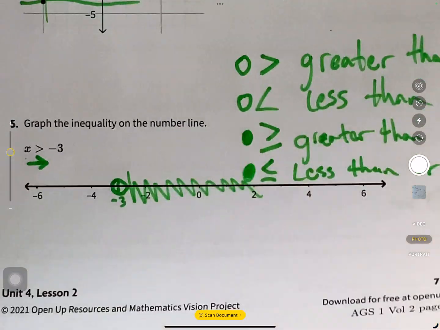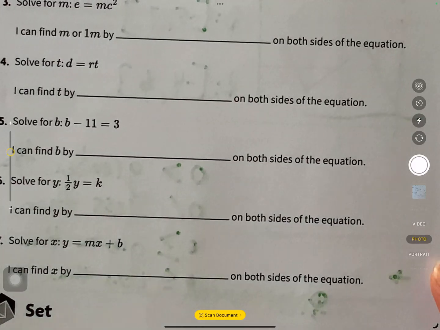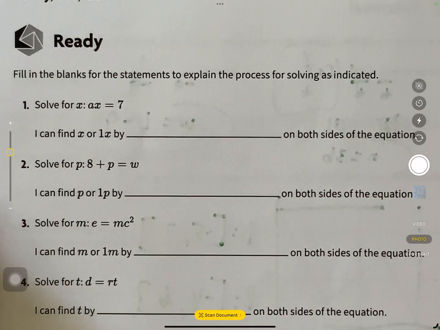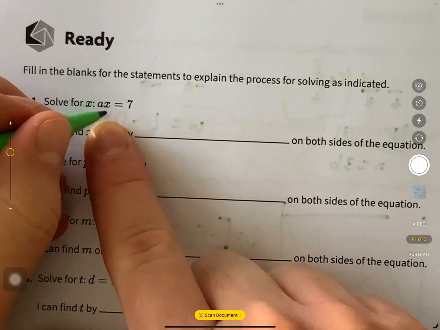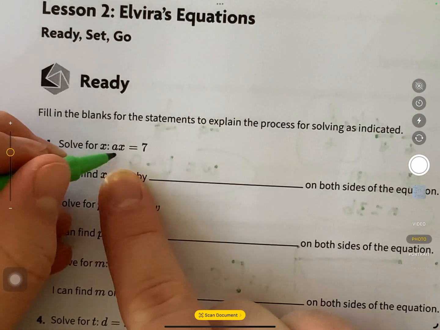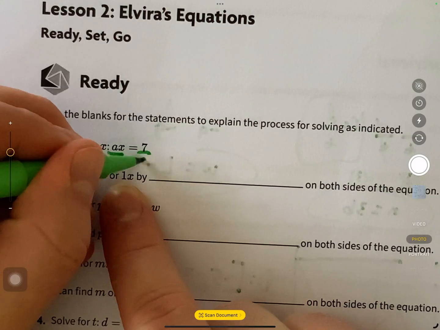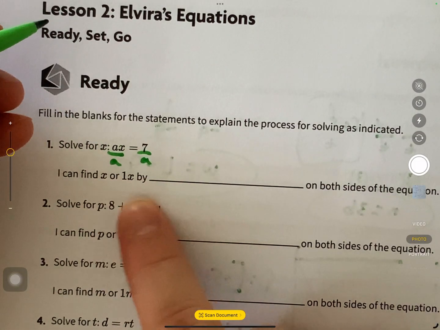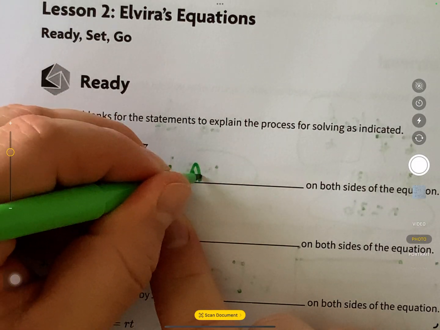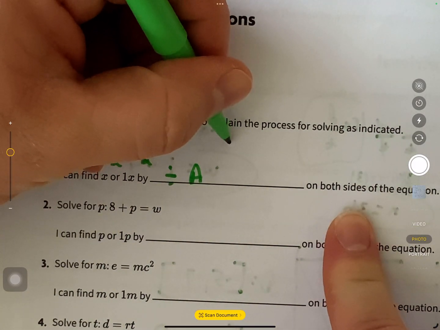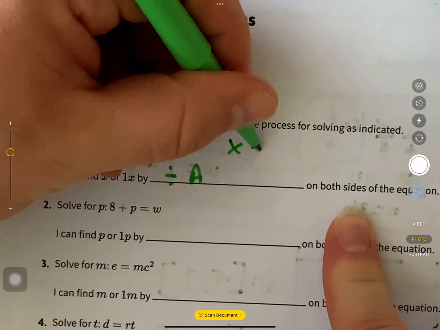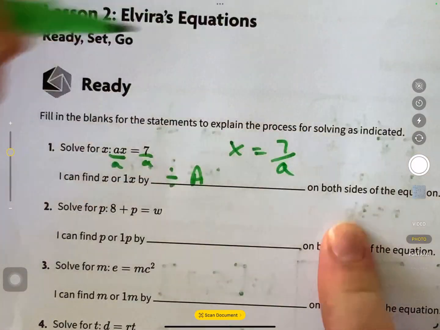Next page. We're manipulating equations. Solve for x. X equals 7. We need to get x by itself, so we're going to divide a on both sides. I can find x by dividing a on both sides. So it's going to be x equals 7 over a.